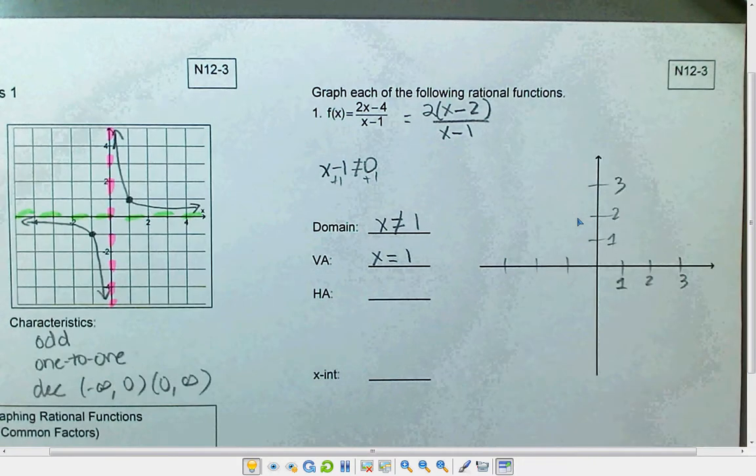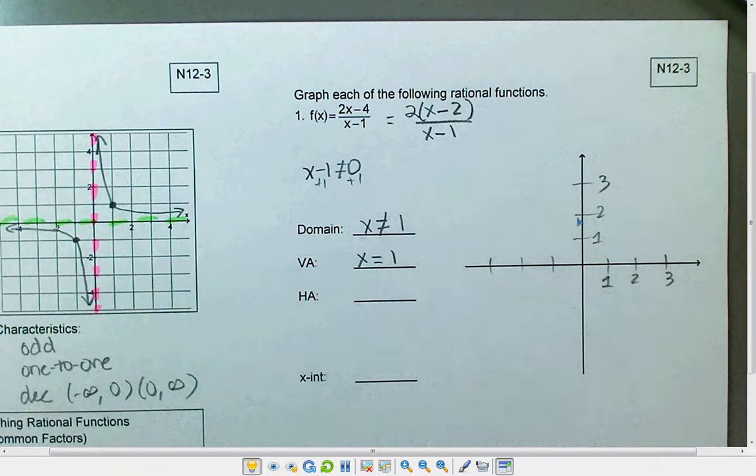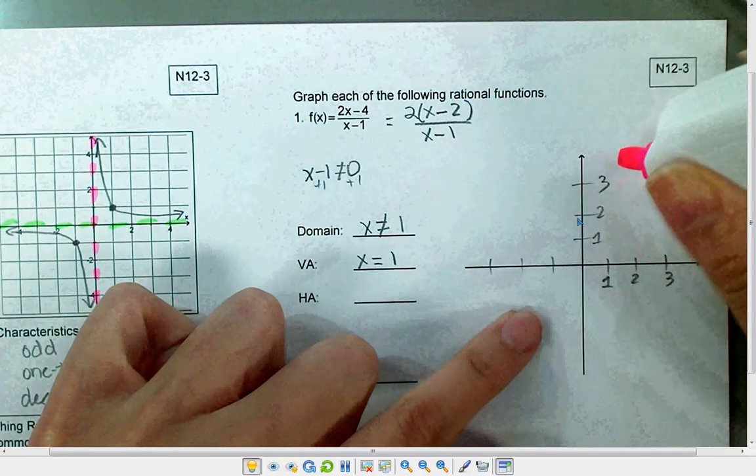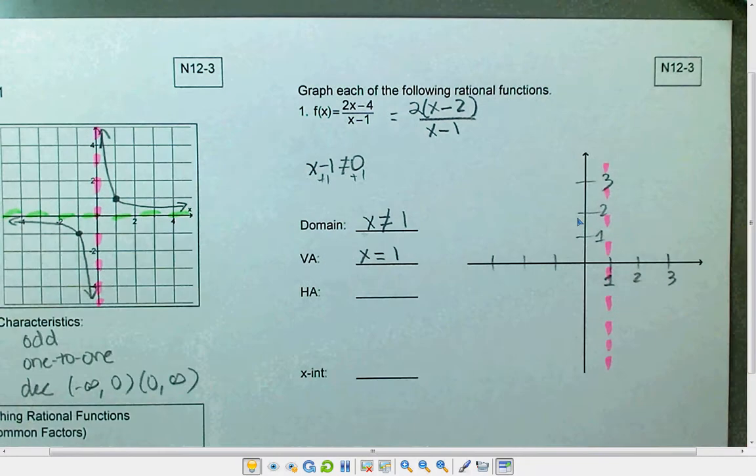So I want to draw a vertical asymptote at x is equal to 1. So it's going to go up and down at x equals 1. So I'm going to draw a dotted line right here at x equals 1.